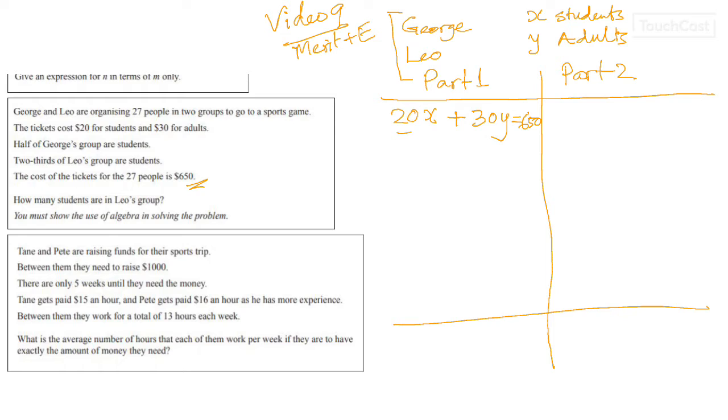Say the rate times the number of people. Okay, so I formed one equation. One other equation I can do is x plus y, that means number of students plus number of adults. That should be 27.